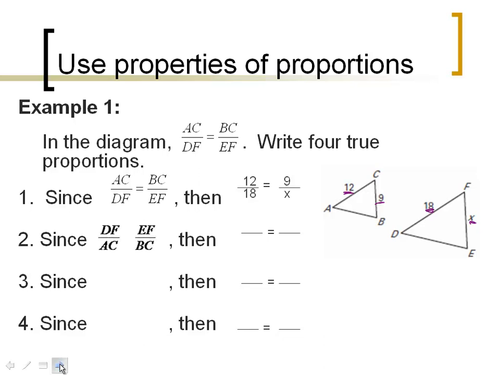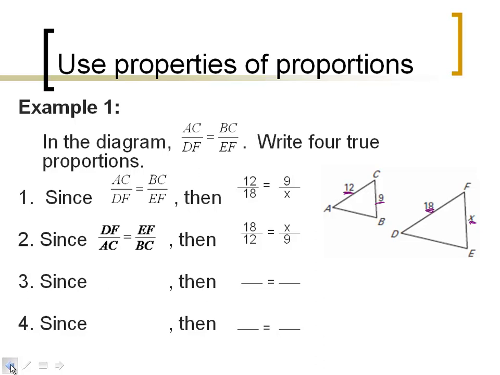Since we also know that DF over AC equals EF over BC, all we did was flip the top and bottom here. Okay, that's the reciprocal property. Because that's true, we could also write the proportion 18 over 12 equals X over 9.